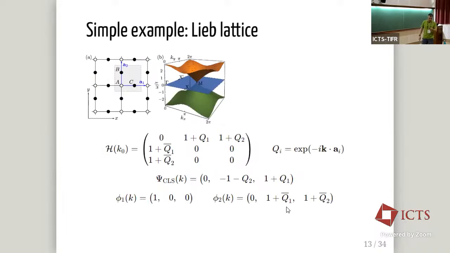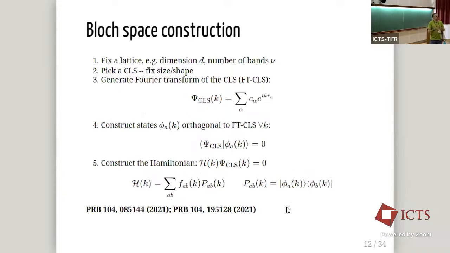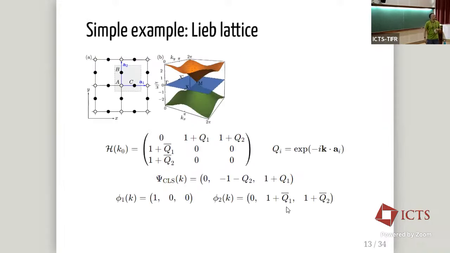To give a simple example of how it works for the simple Lieb lattice. So here is the Bloch Hamiltonian of the tight binding Lieb lattice with just nearest neighbor hopping, where the q_i are exponentials of i k·a_i, and a_i are basis vectors. And then you can easily check that this is an eigenstate of this matrix. And if you now construct two orthogonal vectors to this Bloch wave vector, you can follow this recipe to construct flatband Hamiltonians with band touch. Any questions so far?